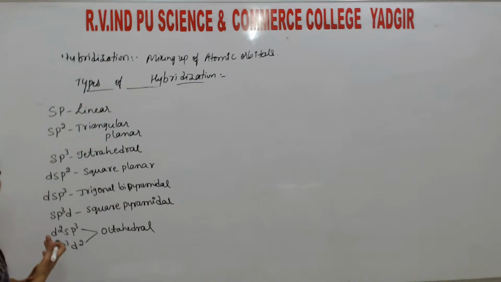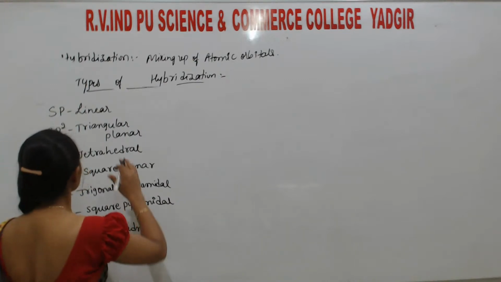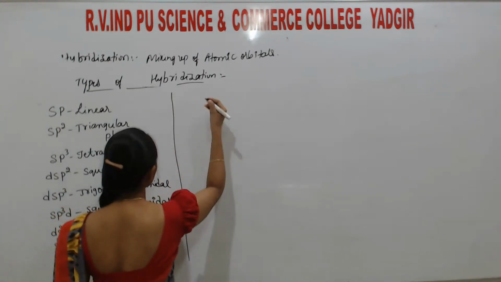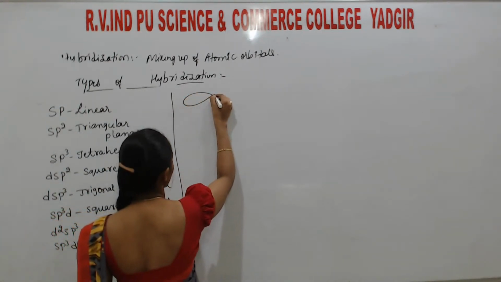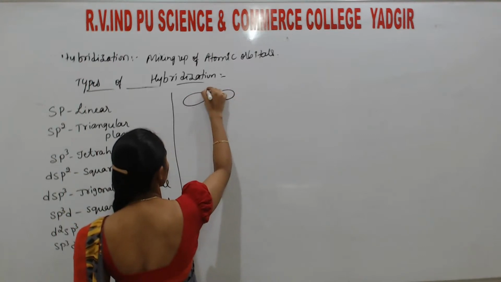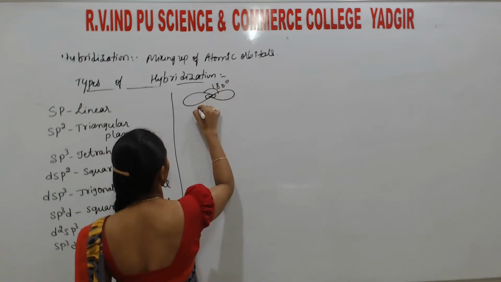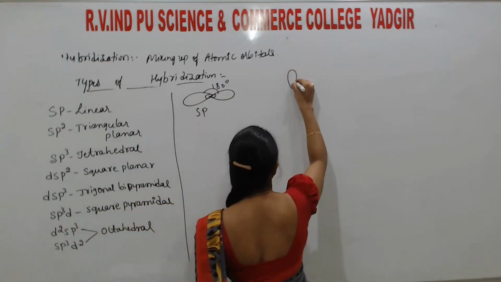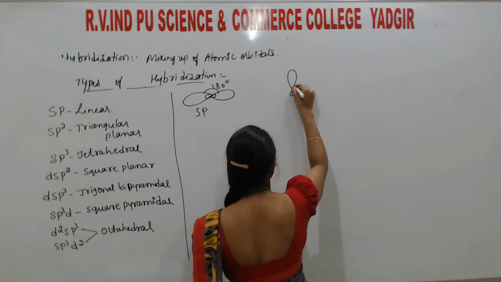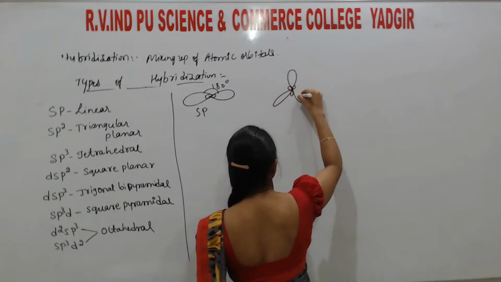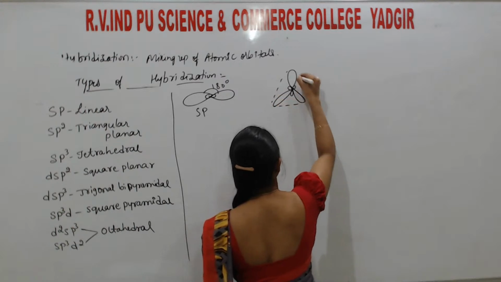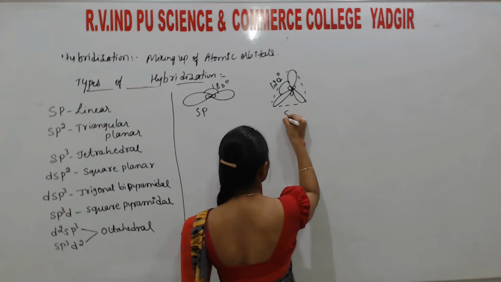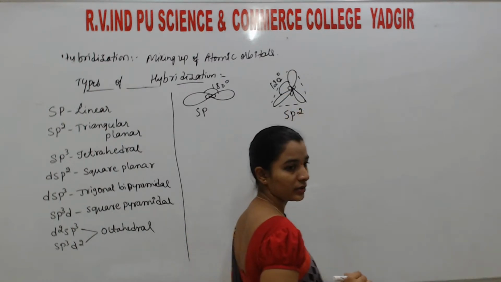Understand? Now students, another thing we need to know here: linear shape, of course we can write it easily. So this is linear shape, bond angle is 180 degrees. This is sp hybridization. Next, triangular here, right? So the bond angle here is 120 degrees. This is sp2 hybridization.